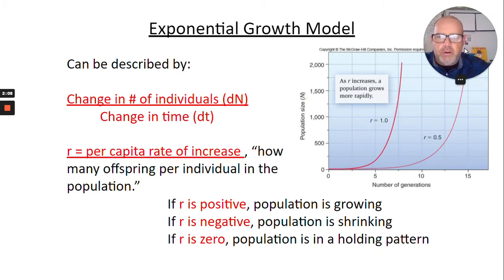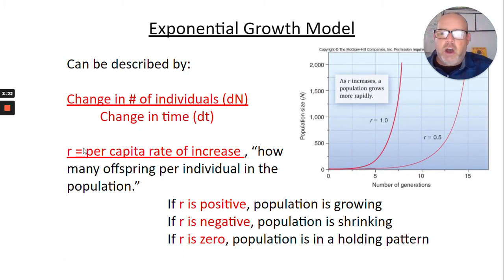So here's a little bit more on the exponential growth model. It can be described by change in number of individuals, dN, over change in time. You might start noticing some math terms here, and you wouldn't be wrong. We're going to be doing a little bit of math in a minute and showing you how some of these rates and formulas are figured out to predict population growth.